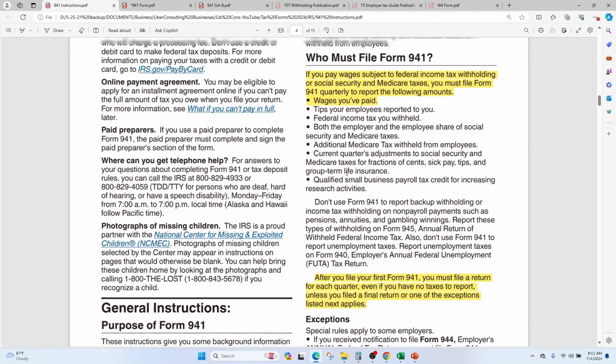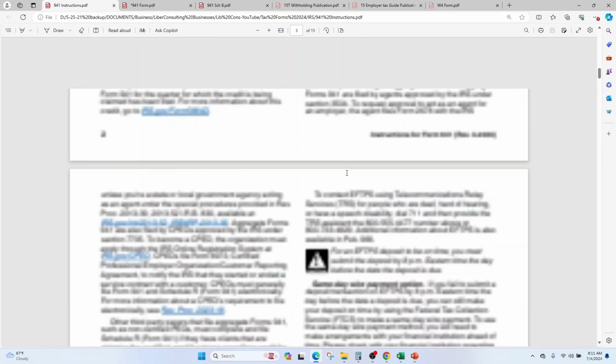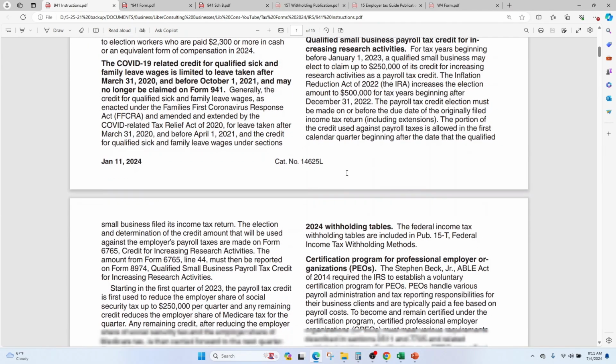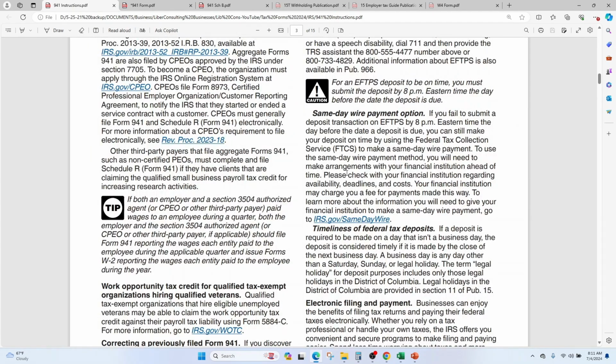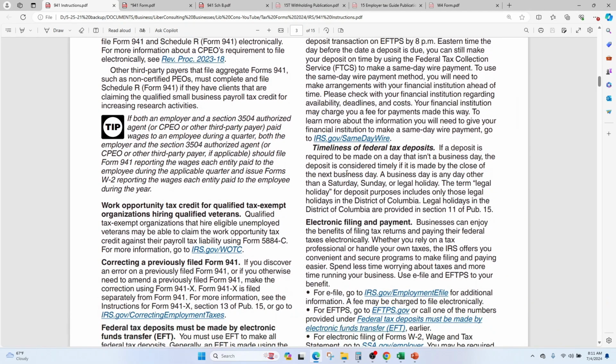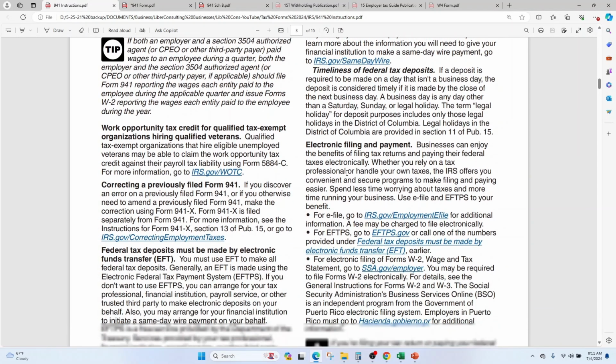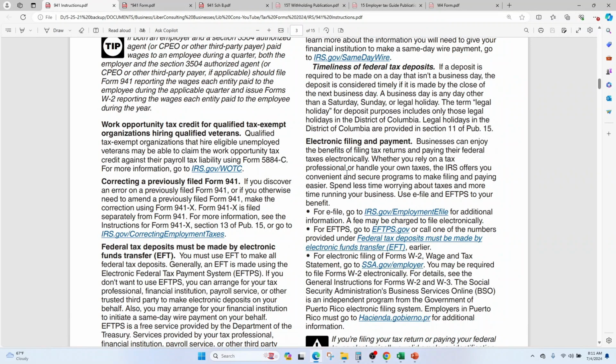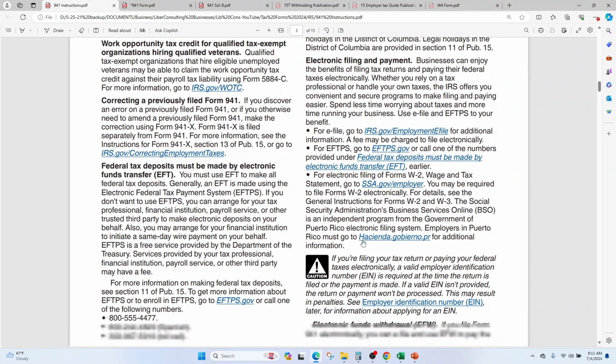Okay, so let's see where we were. We are going to explain a little bit of the instructions, what we found interesting to keep in mind. So you can e-file Form 941 as well.